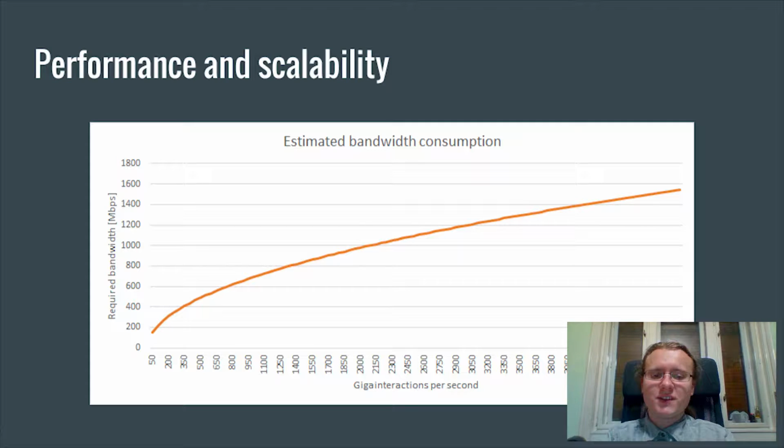For the distributed system to work as intended, we need adequate bandwidth. On this graph, we can see the estimated bandwidth needed to calculate given interactions per second. Based on our GPU's performance, with a 10 gigabits per second link, we could connect around 65 of these GPUs to the server and use them at their full capacity.